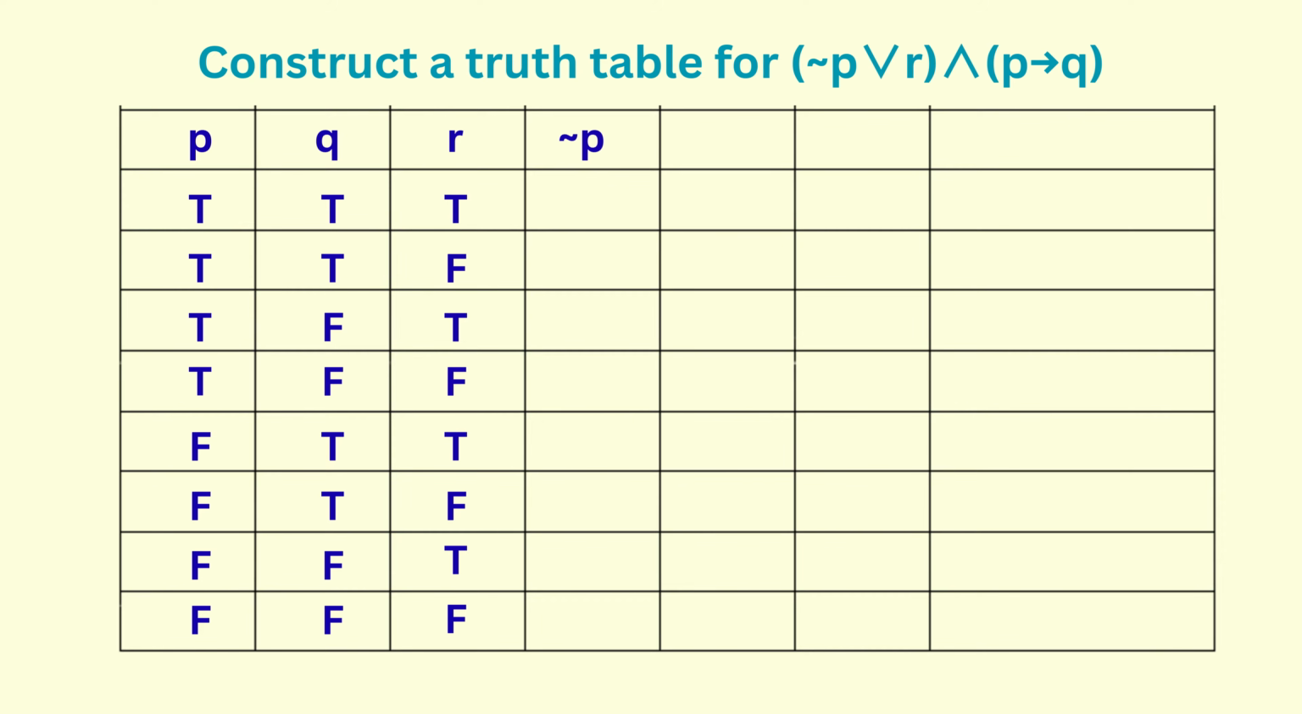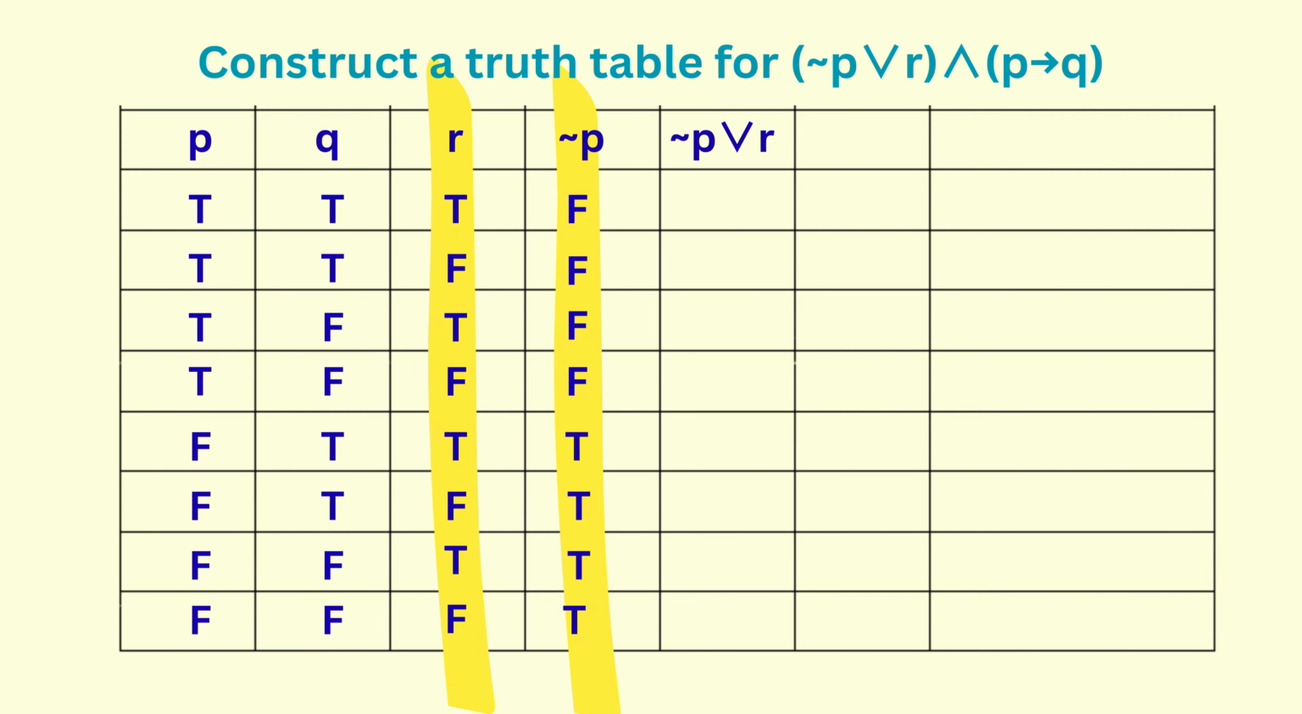To get the column for not P, we change all the truth values in column P, from true to false, and vice versa. To get the column for not P or R, we combine columns 3 and 4 using the connective OR. Recall that in the OR table, the compound statement is true as long as one of the variables is true. We only get false when both variables are false.